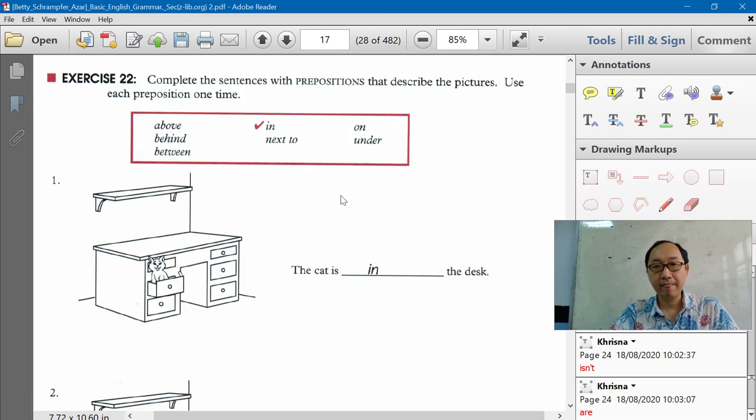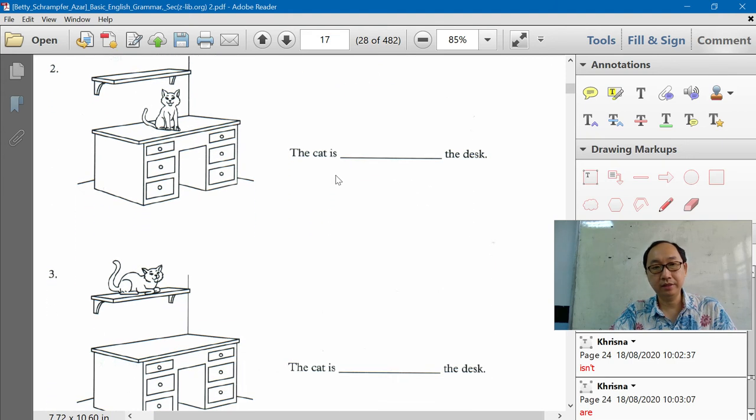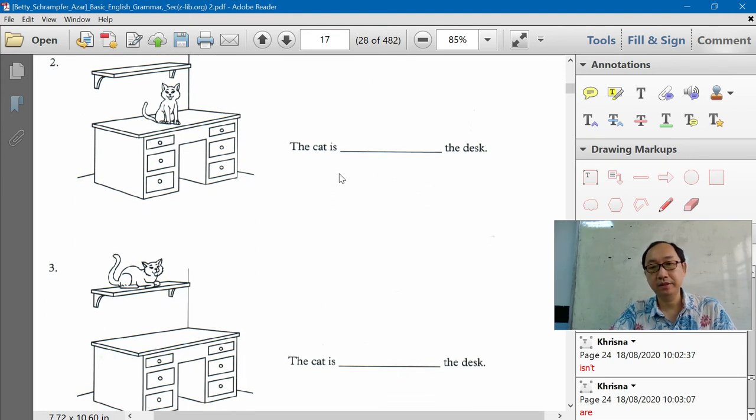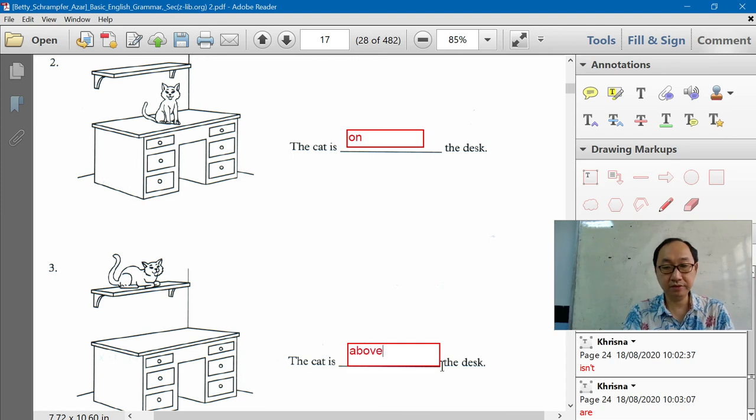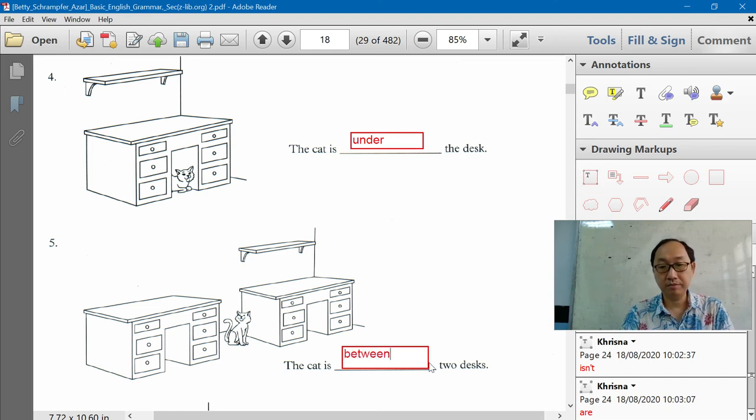Okay, complete the sentences with a preposition that describes the pictures. Use prepositions only one time. We have the cat. The cat is on the desk. The cat is above the desk. So you know the difference between on and above. And the cat is under the desk. And the cat is between two desks.